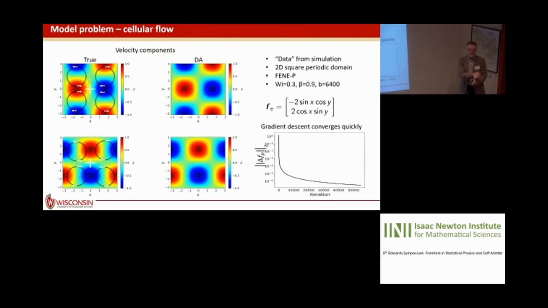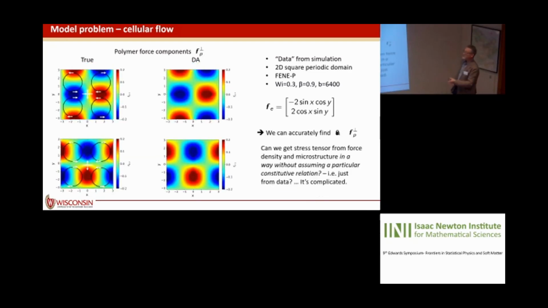So that's useful because we're going to need a good velocity field for all of the work that we're going to do on finding the evolution equation, because we need the velocity gradient. So if you have a bad estimate of the velocity gradient, you're going to have a bad estimate of the microstructural evolution. So at the very least, we can get the velocity components. You can also get some information about the polymer stress in terms of the divergence-free part of the force density.